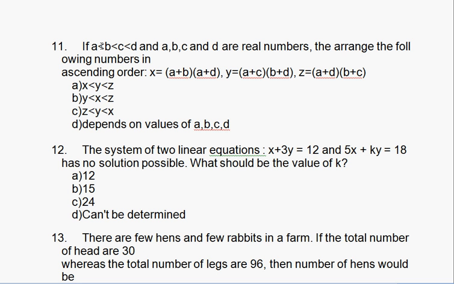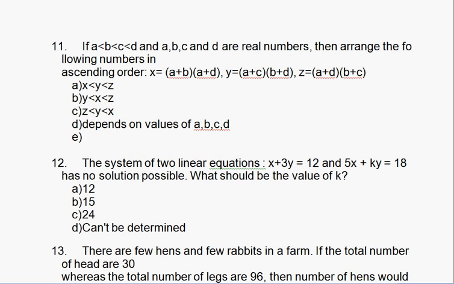Question 11 says that if a < b < c < d and a, b, c, d are real numbers, then arrange the following numbers in ascending order. Using a, b, c, d, it has formed the following numbers. It says x = (a + b)(a + d), y = (a + c)(b + d), z = (a + d)(b + c).